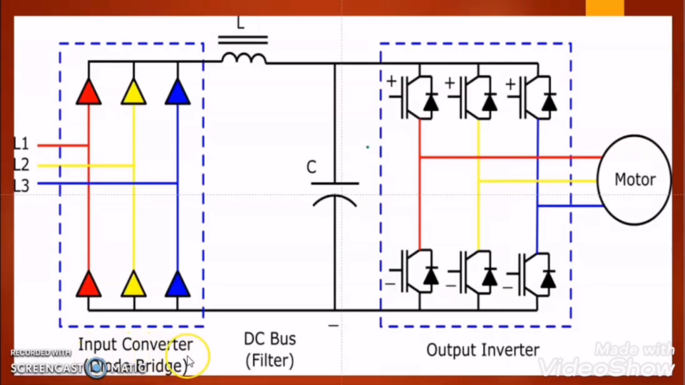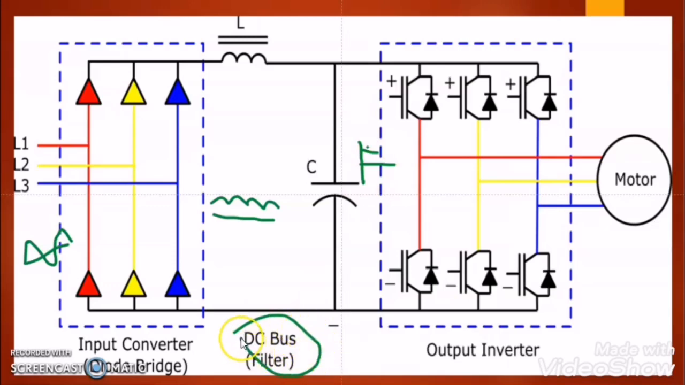The input converter section of the variable frequency drive takes the three-phase AC supply and changes it into a pulsating DC supply. This pulsating DC supply is converted into a steady DC supply by the DC bus. In the DC bus, the ripple of the DC supply gets filtered and we get a steady DC supply. The output inverter section converts this steady DC supply again into the required AC supply.